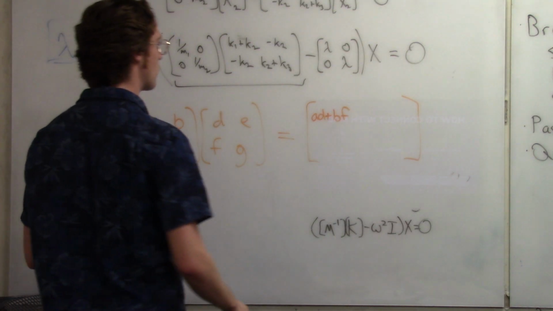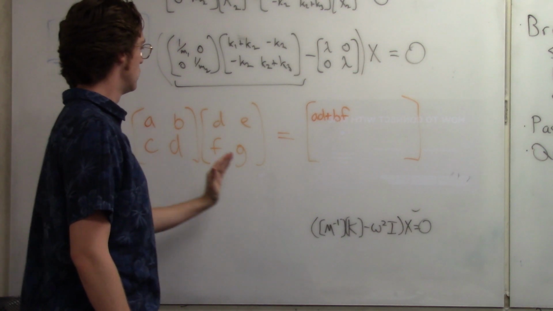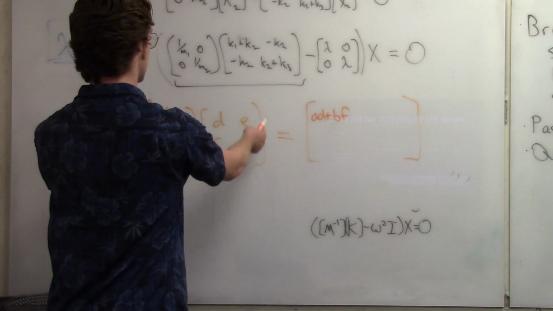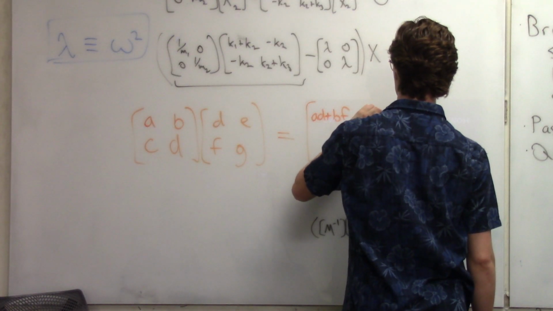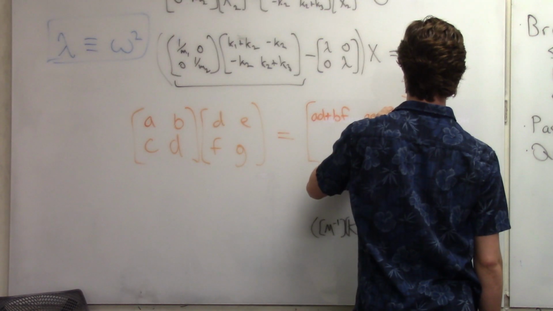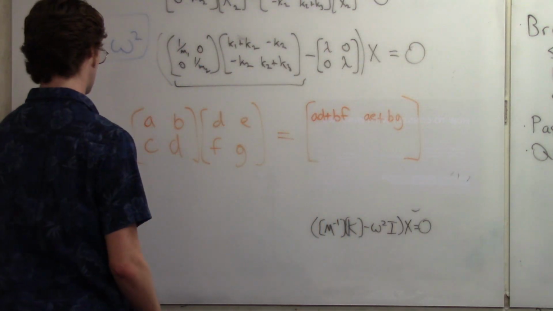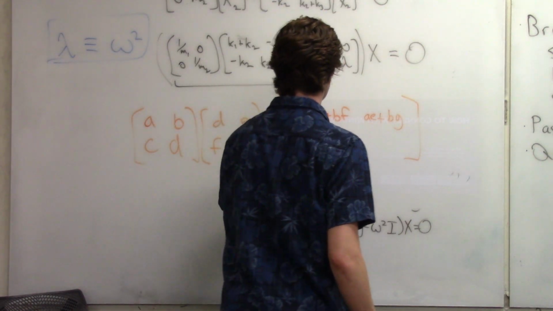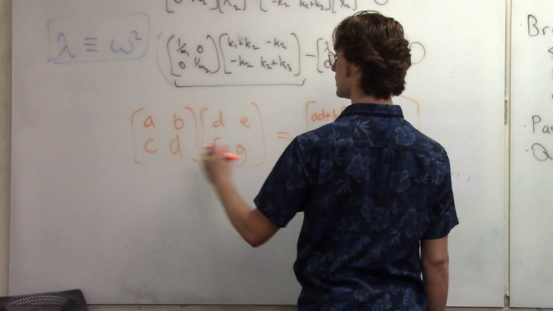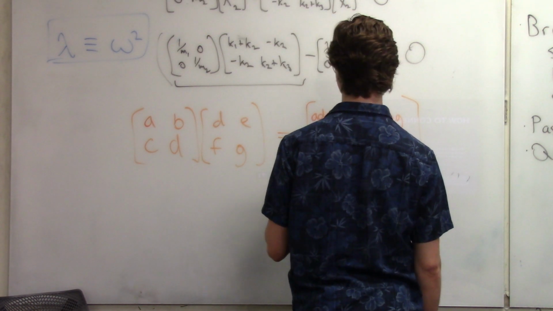Now let's do the top right. Top right, so we've got top row, right column. We're gonna distribute and sum, so now we're gonna have AE plus BG. All right, now let's do the bottom left element. Bottom row, left column, CD plus, whoops.